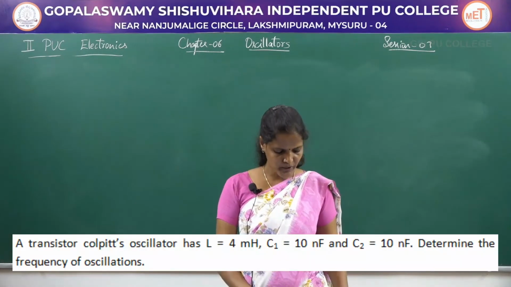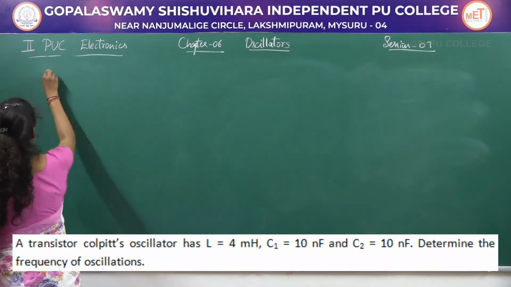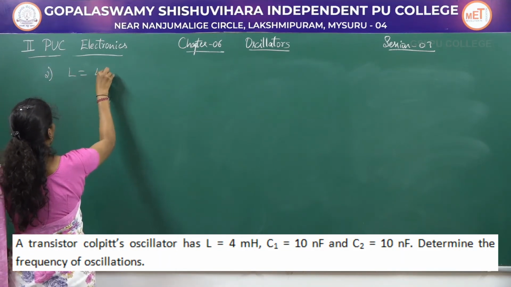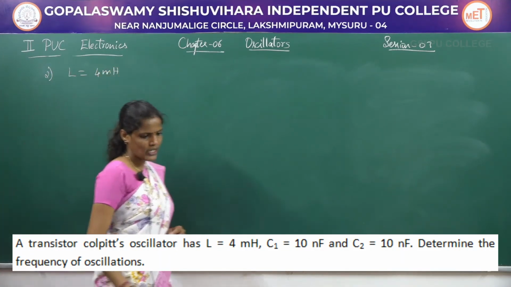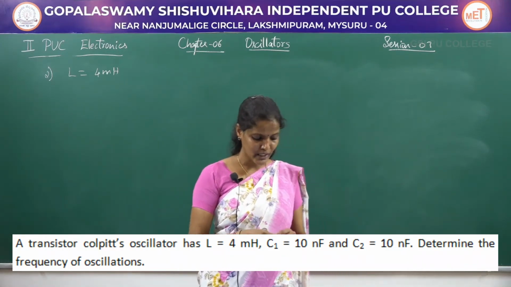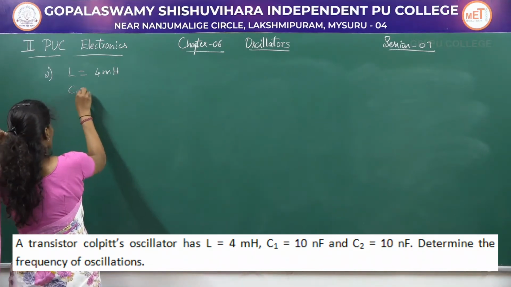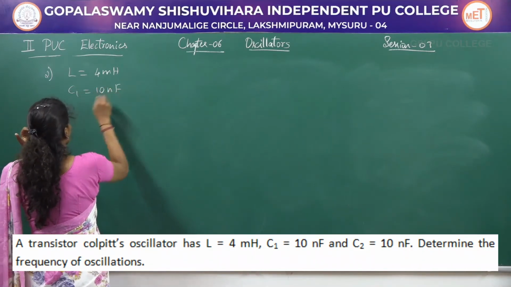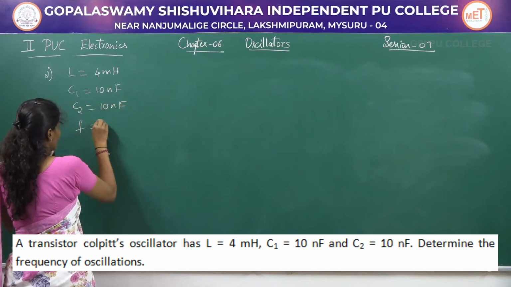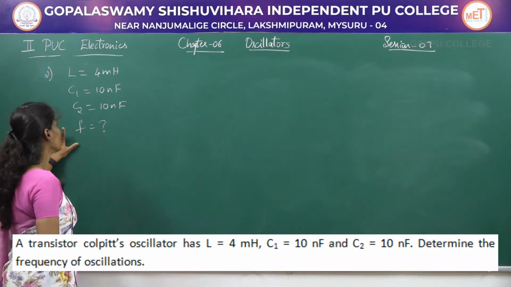A transistor Colpitts oscillator has L equal to 4 millihenry. So the second problem has an inductance of 4 millihenry, and C1 equals 10 nanofarad, C2 equals 10 nanofarad. Determine the frequency of oscillation. C1 is 10 nanofarad, C2 is also equal to 10 nanofarad. Determine the frequency of oscillation, in the sense f is equal to question mark.